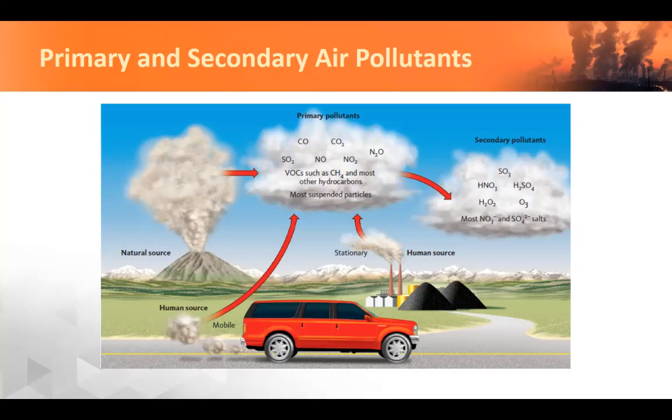You can see a group of them there: carbon monoxide, carbon dioxide, sulfur dioxide, nitrous oxide, nitrogen dioxide, dinitrous oxide, VOCs, things like CH4, which is methane, and most of our hydrocarbons, and all of our suspended particles go into this category. However, some of those are going to go through a chemical reaction and they will produce our secondary pollutants. And these include our acids that we talked about in a previous class looking at acid deposition. So I want you to keep those things in mind.